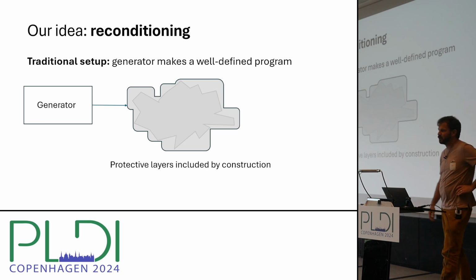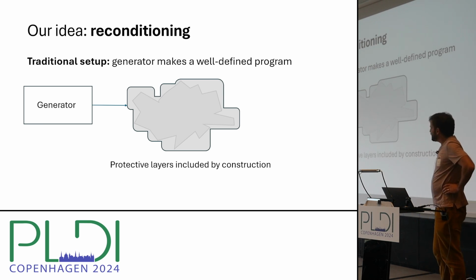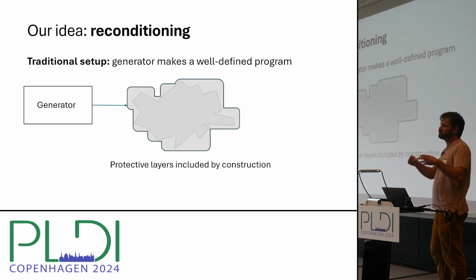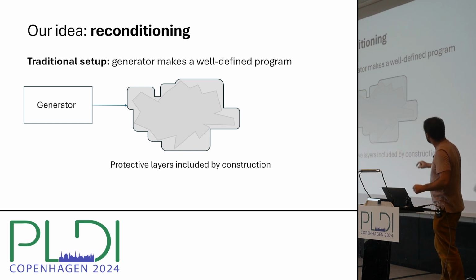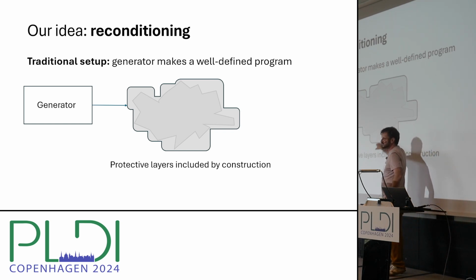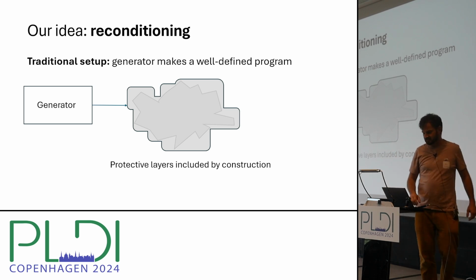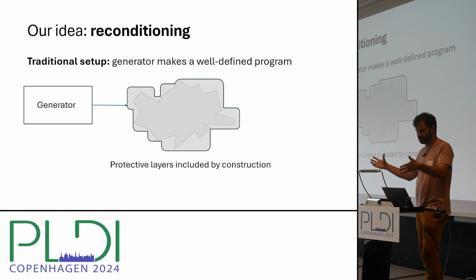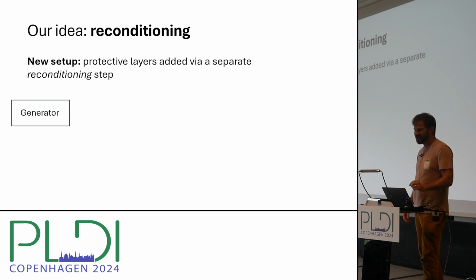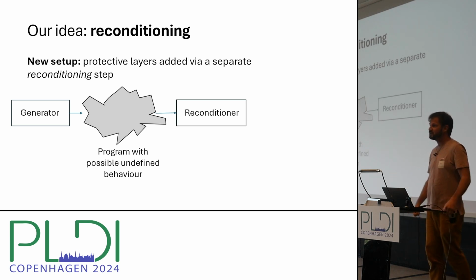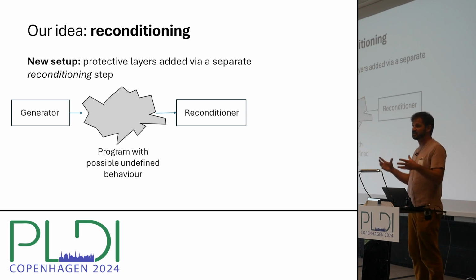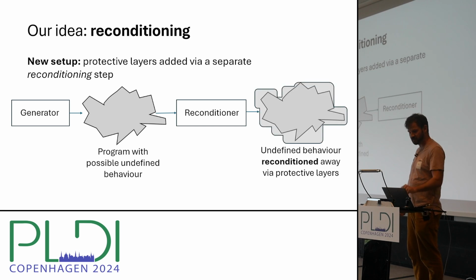And our idea is very simple. We call it reconditioning. Let me now motivate the idea. In the traditional setup, you've got a program generator that gives you in one shot a well-defined program that has this undefined program lurking inside it, with protective wrappers generated as part of the generation process. So a very simple insight is, what if we decoupled this? We had the generator actually create the very interesting, weird and wonderful, but probably undefined program. And then we have a separate piece of software called a reconditioner that does a source-to-source transformation that adds the protective layering that's going to make sure this program is well-defined.